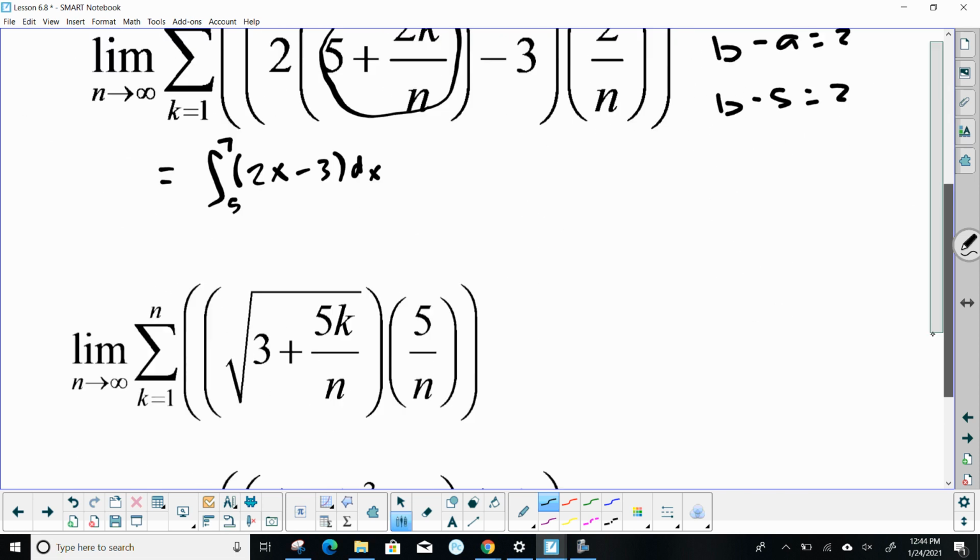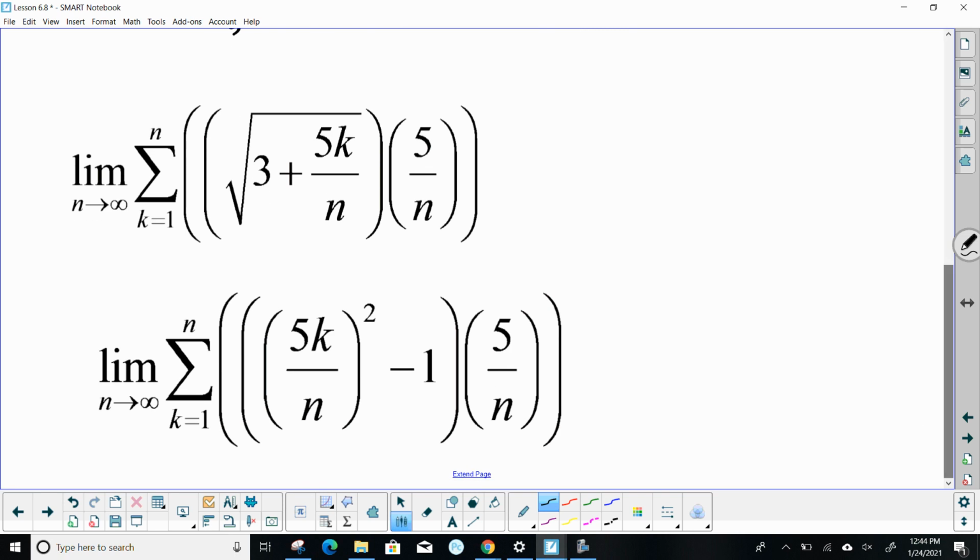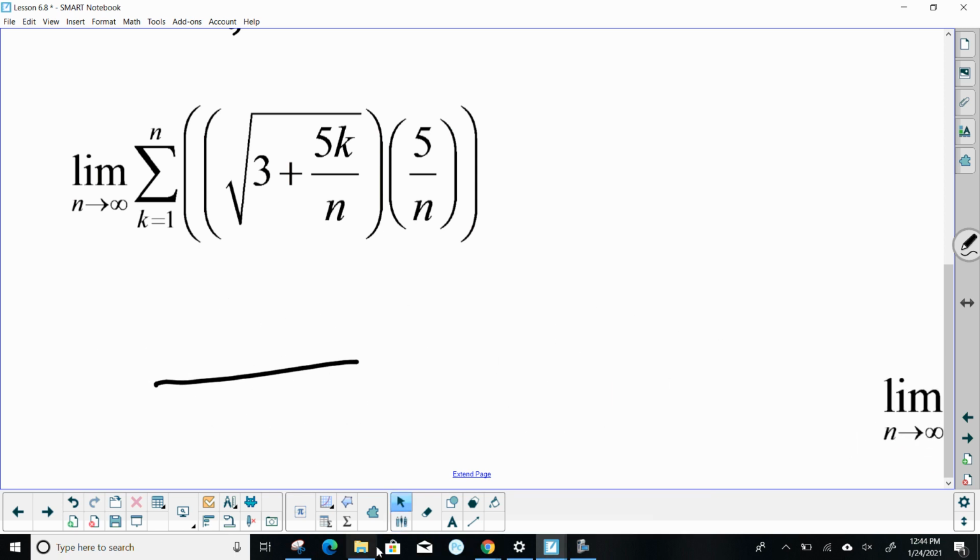Let's do that top one right there. Why don't you guys give this one a try? Pause the video. Again, this is in your book. You'll just have to write it down. Give that one a try and see if you can write it as a definite integral.